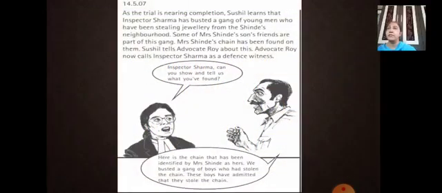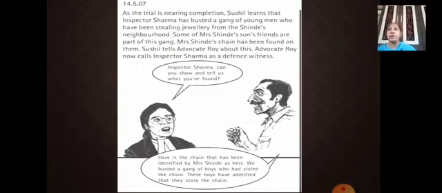Now on 14th of May, as the trial is nearing completion, Sushil learns that Inspector Sharma has busted a gang of young men who have been stealing jewelry from the Shindes' neighborhood. Some of Mrs. Shinde's son's friends are part of this gang, and Mrs. Shinde's chain has been found on them. So as soon as Sushil got this information, he immediately passed it on to Advocate Roy.